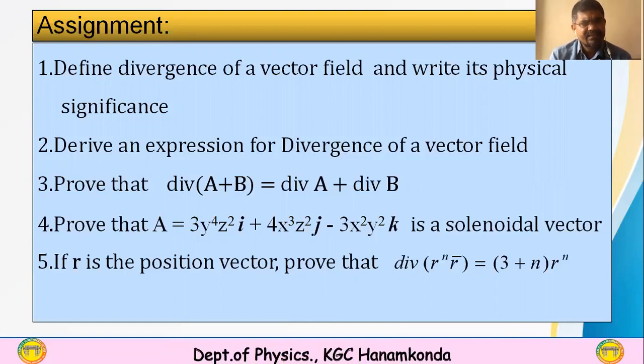The fifth one is, if R bar is the position vector, then prove that divergence of Rⁿ into R bar, where R is the magnitude of the position vector, equals (3 + n) into Rⁿ. This is to be proven. You have to perform this proof.